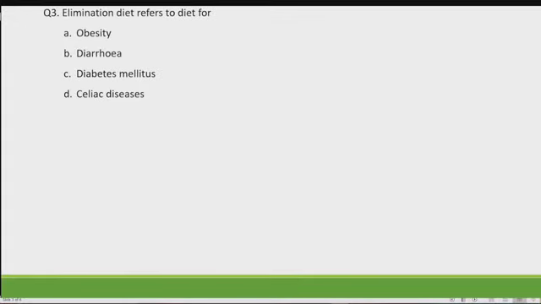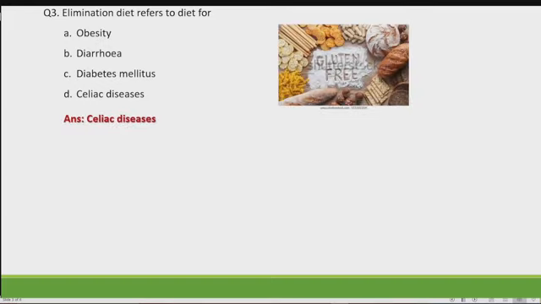Third question, elimination diet refers to diet for obesity, diarrhea, diabetes mellitus, or celiac disease. The word elimination diet itself says that some kind of food is totally avoided. We will not do that in obesity, in diarrhea, or in diabetes mellitus, whereas celiac disease is a genetic disorder where the small intestine cannot digest the gluten present in the food. In that case, we will give only a gluten-free diet to celiac disease patients. So the answer will be celiac disease. Elimination diet refers to the diet for celiac disease.